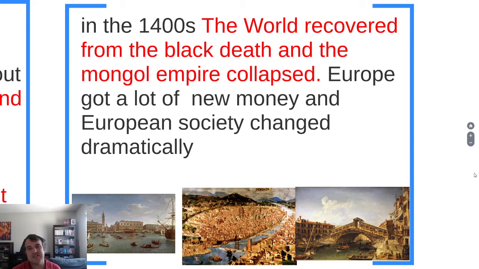In the 1400s, the world recovered from the Black Death, the Mongol Empire collapsed, and it's sort of like the reset button gets hit on history, and that's why this is sort of the true starting point in this class. Europe got a lot of new money, and European society began to change dramatically. These old cities of thatched roofs and houses are now becoming pretty fancy, and they're building a lot better. They're going to have a lot better art, doing a lot more trade. It's a more interconnected world when this period begins.